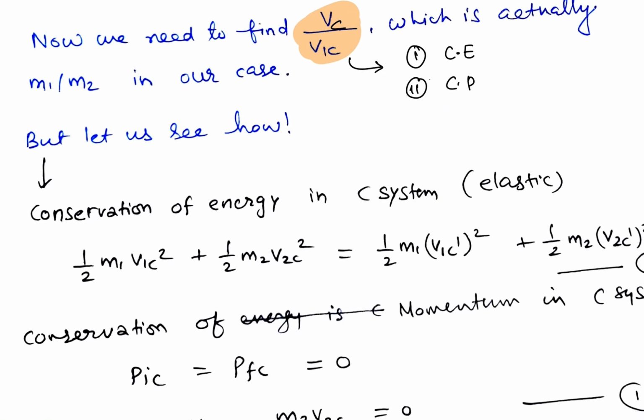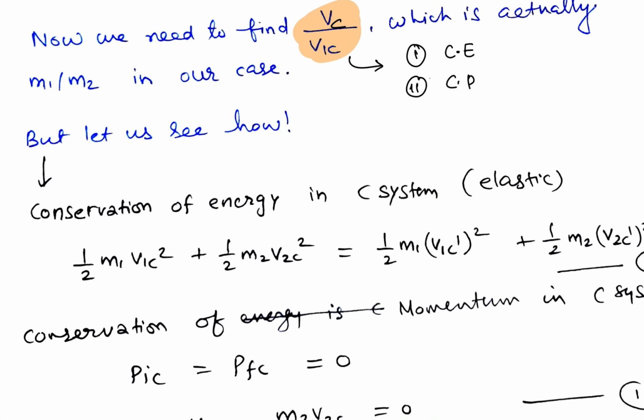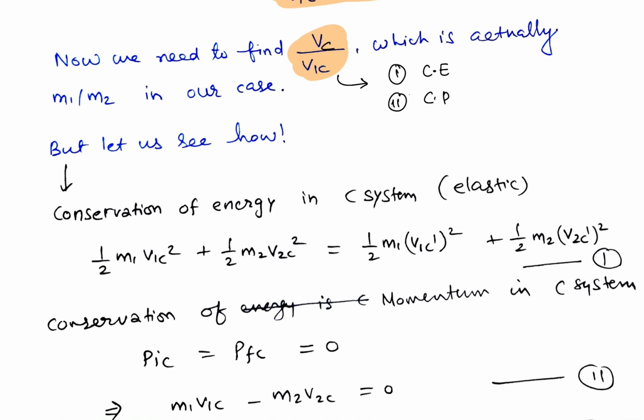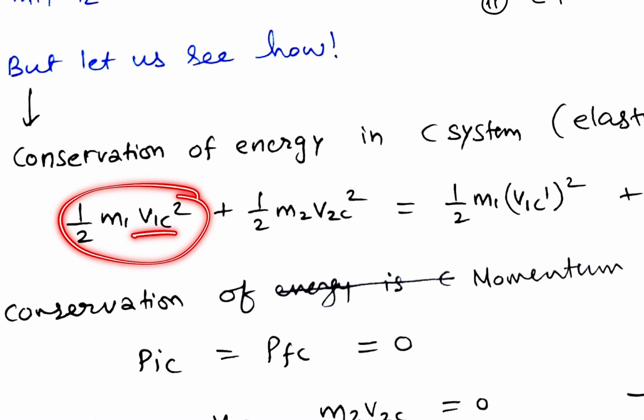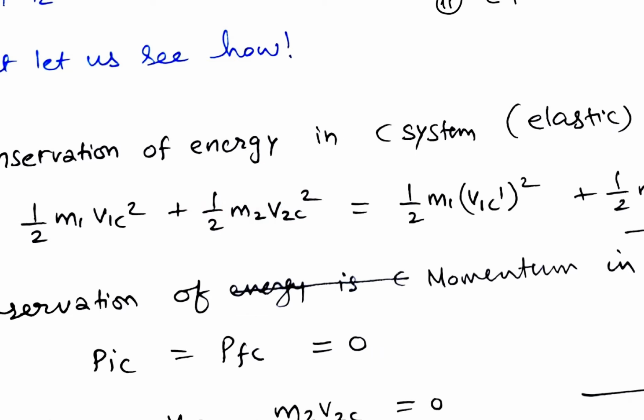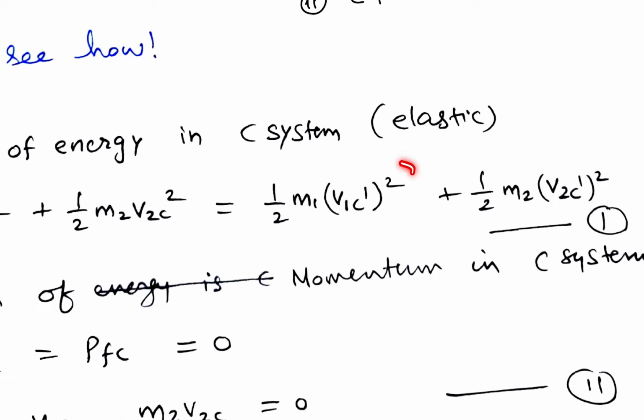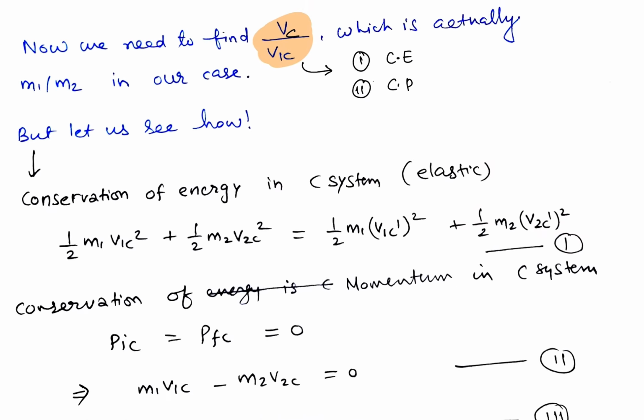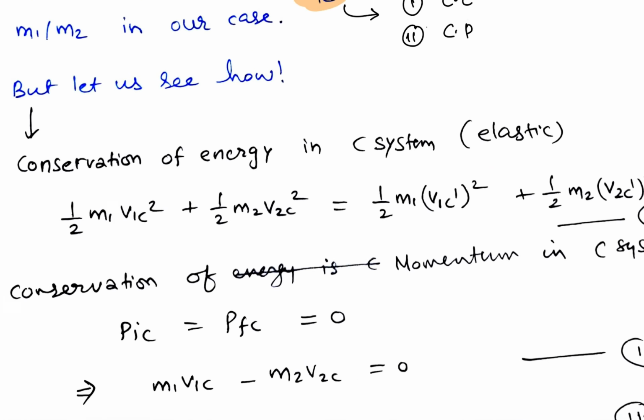So let us apply. If you apply the conservation of energy, but in C system, because in C system our mathematics is easy. For elastic scattering, kinetic energy of initial system is equal to kinetic energy of final system. So for initial system, you have half m1 v1c square plus half m2 v2c square, that is half mv square for the respective velocities. And here we have half m1 v1c prime square plus half m2 v2c prime square. That is the case. Okay, before and after collision.